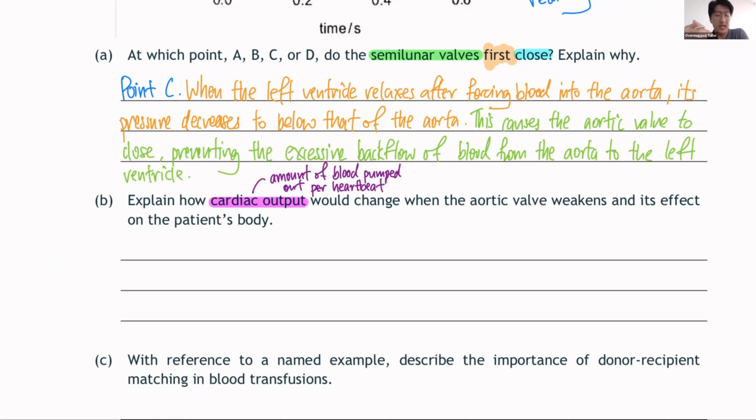Okay? How would that affect cardiac output, number one? And number two, effect on the patient's body. There are two parts to this question. Please make sure you read it correctly. Okay? So, firstly, Angel, cardiac output, how does it change?